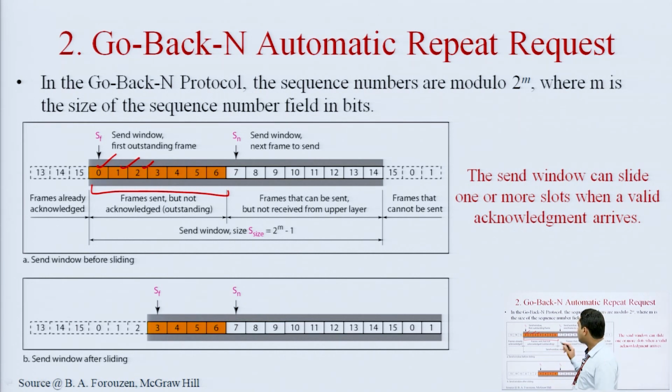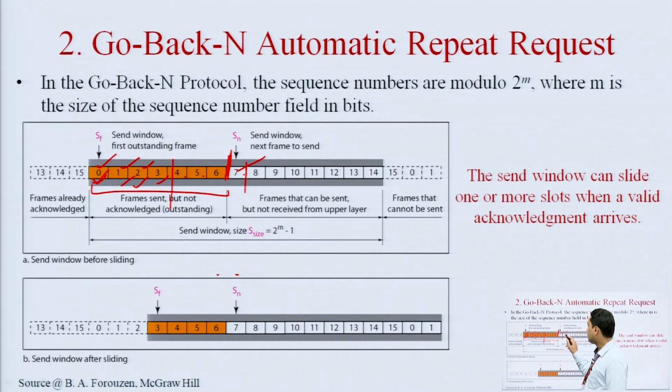But after this, I need the acknowledgement. If I have received the acknowledgement of 0, only 0, then what will I do? I will shift my window to this, then I will send one more packet or frame. If I received the acknowledgement of 1, 2, 3, now what will I do?